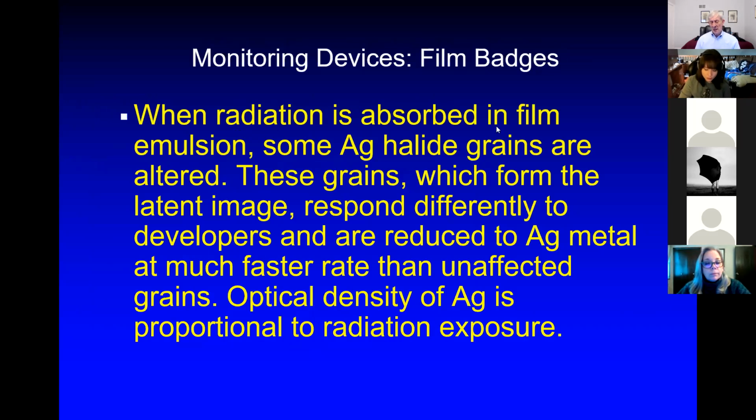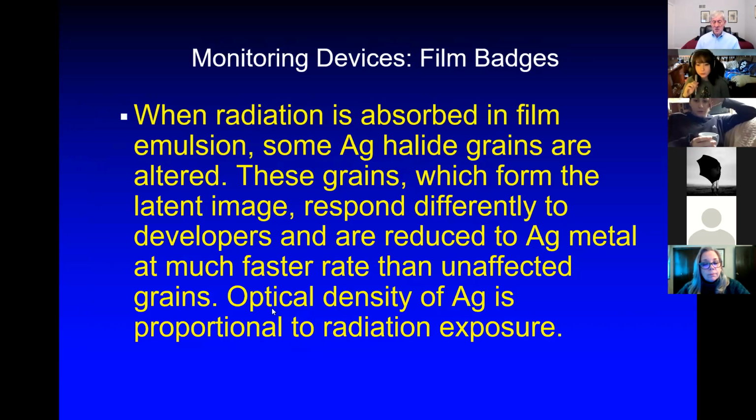Film badges, in that film, there's silver halide, that's silver bromide or silver iodide. Those are the ones that they use. And when exposed, when the film is developed, that latent image forms and it's reduced to silver metal, and that's what makes the little black dots on the film.